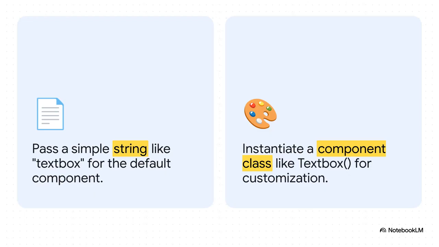And here's a perfect example of what I'm talking about. On the left, just Textbox. Simple. Does the job. But look at the right. By calling the gr.Textbox class directly, we can specify exactly how many lines it should have and give it a custom label. It's a tiny bit more code for a whole lot more control.